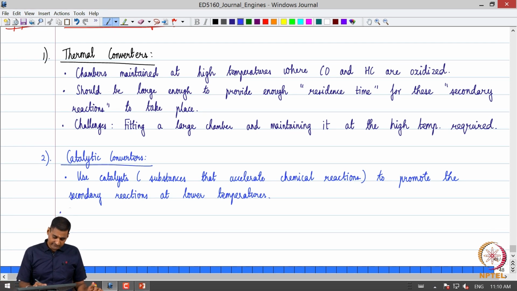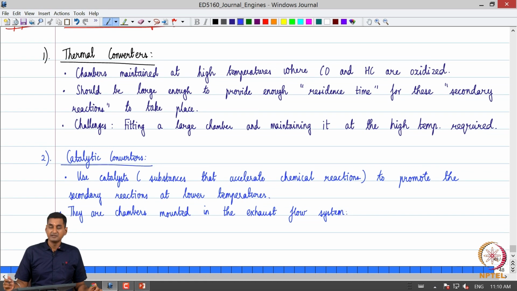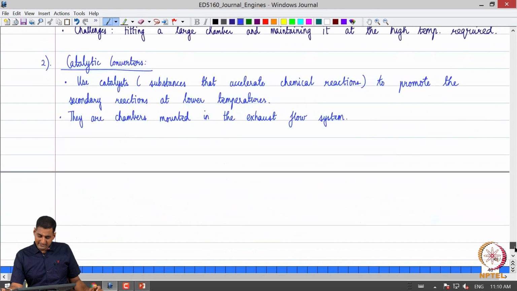So, they are chambers mounted in the exhaust flow system, okay, where the exhaust gases are treated for the various components. So, let us see how it works and then what factors affect the performance of a catalytic converter.